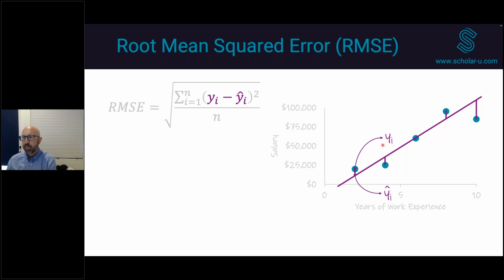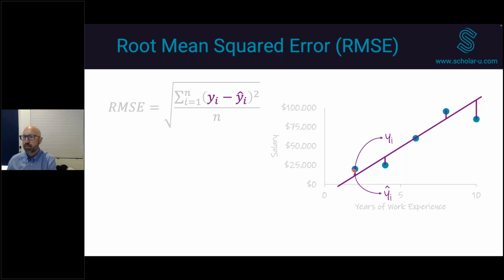Y sub i means that the i is for a given data point. So this is data point 1, data point 2, data point 3, etc. So this would be y sub 1. The value in the y-axis for this person, that's the y sub i. And the y sub i with the little hat is the same value in x, but on the y value of the line. So you can see that there's a difference between the data point and the line.